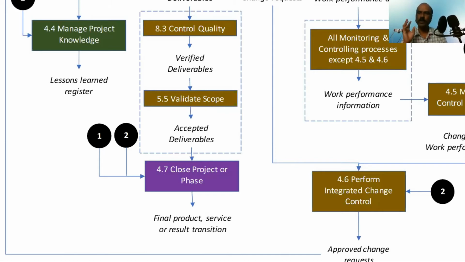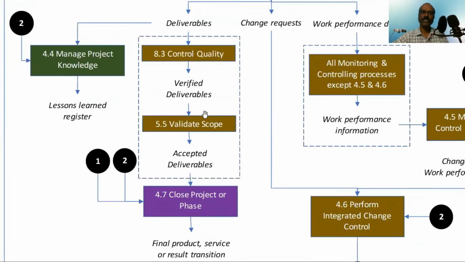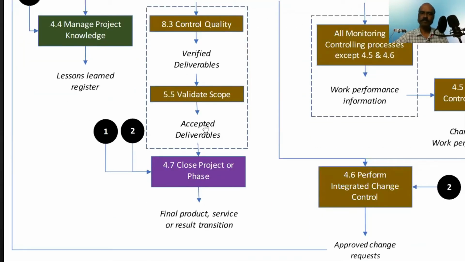So the work in control quality and validate scope is the same. In both, we are doing inspection. Only the party who is conducting the inspection is different. In control quality, it is your internal quality team. In validate scope, it is an external party who is going to accept the deliverables. So understand this flow: deliverables, verified deliverables, accepted deliverables.